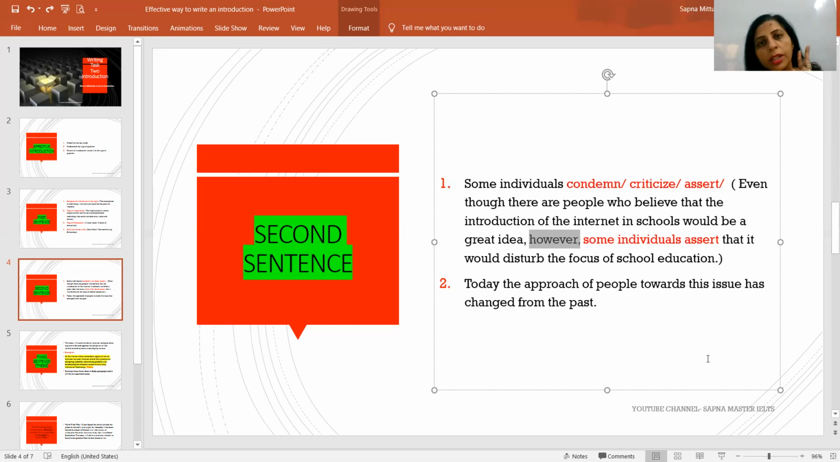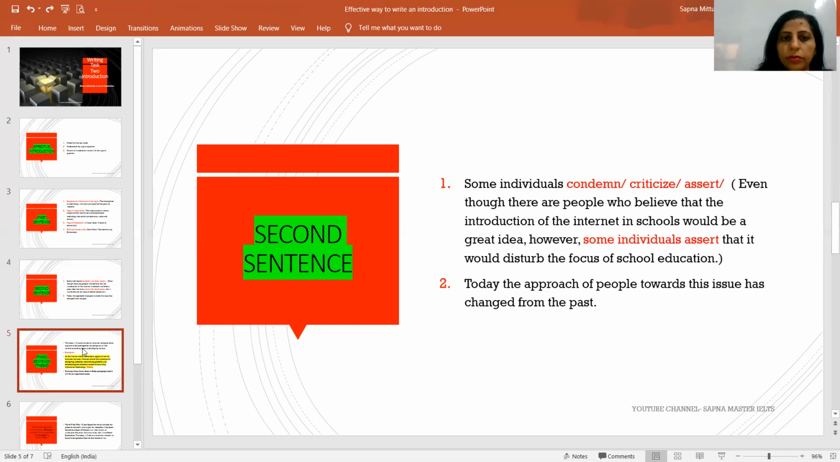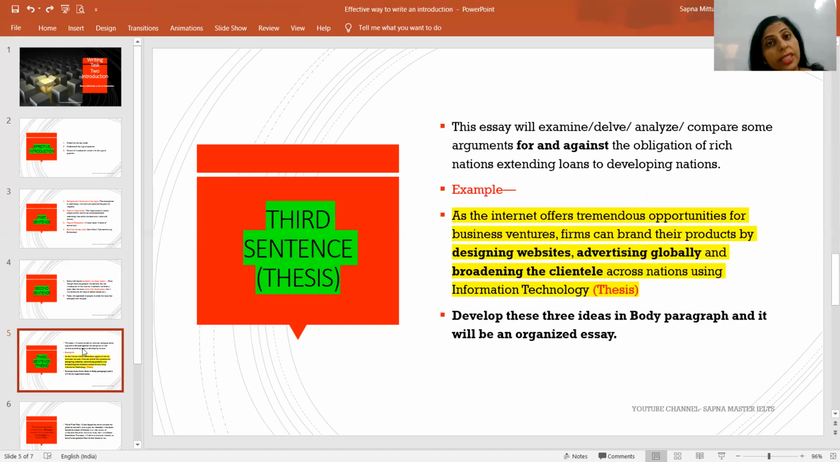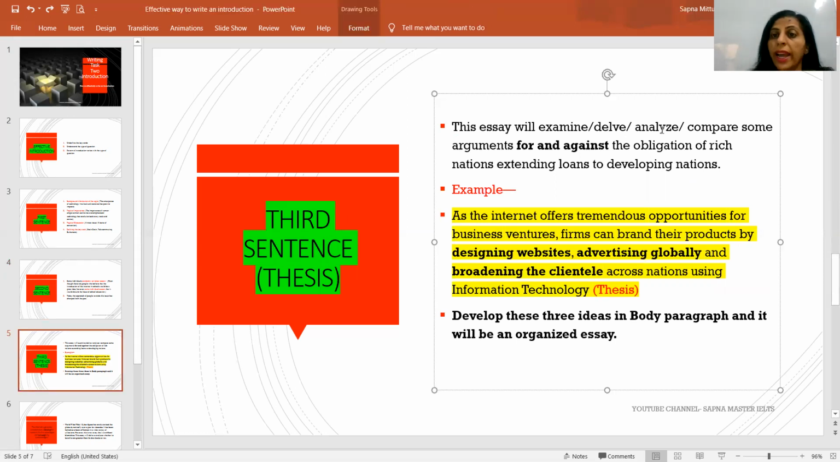Now this is about the second sentence. Moving to the third sentence. The third sentence is about the thesis, means what you are going to write in your writing task 2, the whole body paragraphs. So you can write like this: this essay will examine or delve or analyze or compare. That depends on you. What do you want to say? Whether you want to compare, or you are just examining, or you are analyzing, that depends on the structure of the essay, the type of the question, and the pattern.